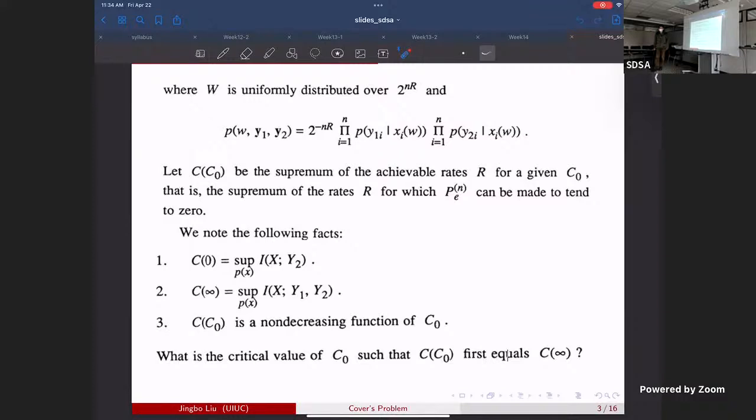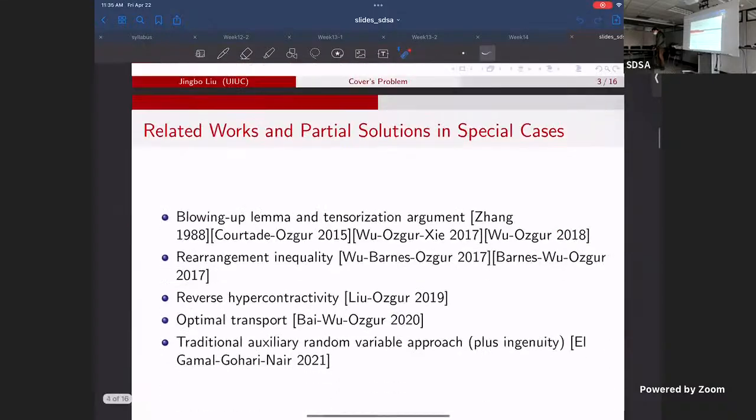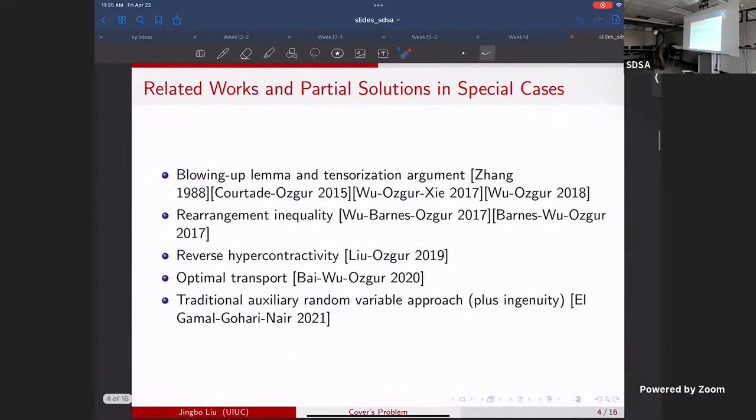So he said, if we do not know the full capacity region, can we know some important feature about this capacity region? So he defined this notion of critical value C0 such that this curve will have a turn. You can think of this critical value C0 as some important feature about this capacity region. But this seemingly simple question remained unsolved until recently.